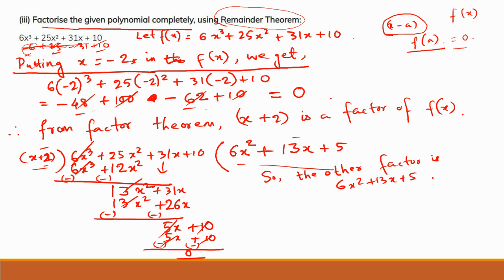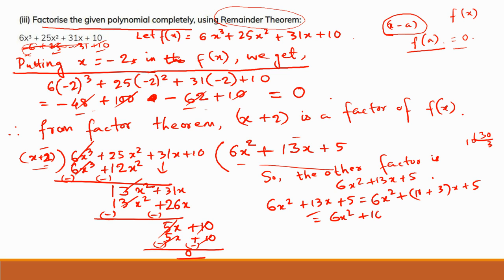But you cannot stop here, because it's saying factorize the given polynomial completely. So you have to factorize this, 6x square plus 13x plus 5. It's simple, right? You can factorize, I guess. 5 times 6 is 30, right? So 10 times 3 is 30, and also 10 plus 3 we will get as 13. In case you have problem in factorizing things, please let me know. I will just show you how to factorize.